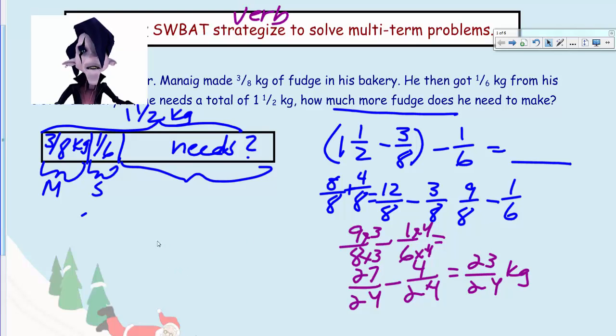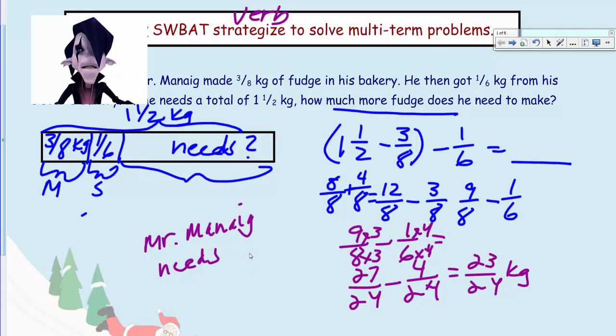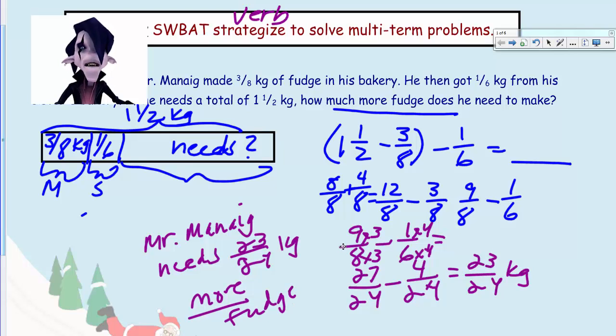So if we were to write this out, I guess we could say Mr. Manig needs 23/24 kilogram, okay, more. Okay, keyword there, fudge. Yeah, we solved that.